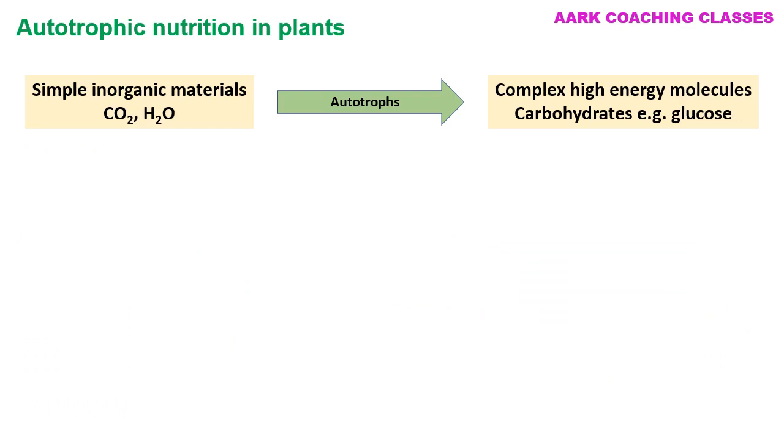Now, let us try to understand autotrophic nutrition in plants. Autotrophs or autotrophic organisms use simple inorganic materials like carbon dioxide and water, and they convert them into complex high energy molecules, that is carbohydrates. Those are also known as what? Carbohydrates. One of the examples is glucose. Glucose is a very common source of energy for most living organisms on this planet, right?